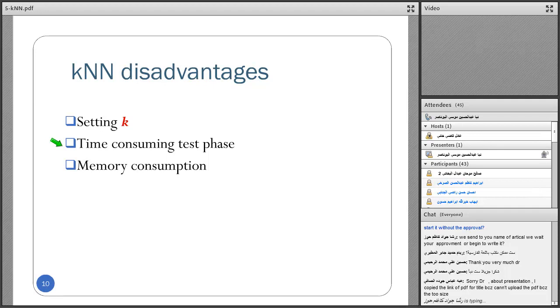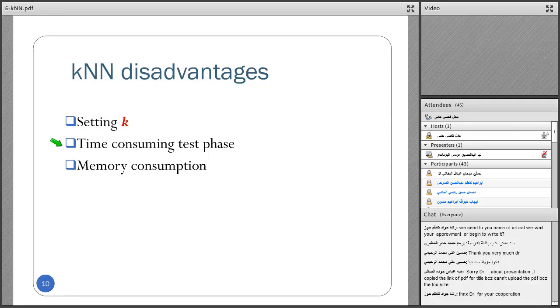How much is the degree for the presentation? The degree of the presentation is 6 of 20. 6 for the presentation, 4 for the exercise, and the rest is for the final exam and midterm exam.